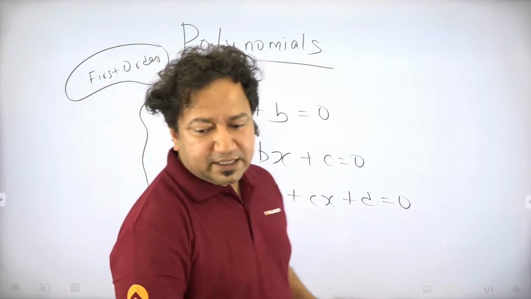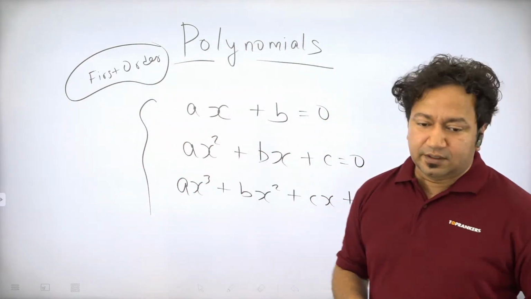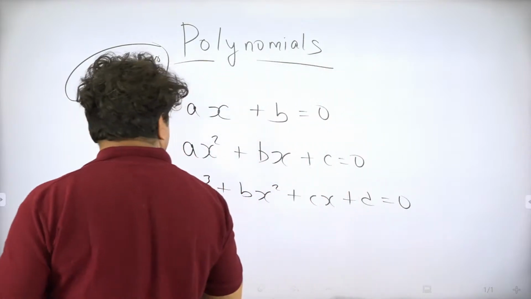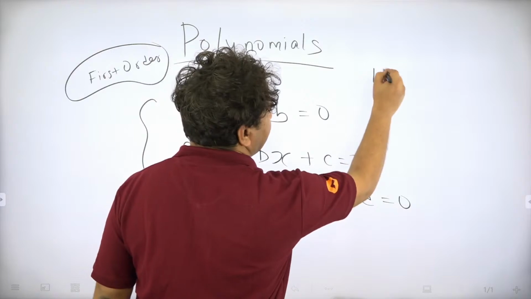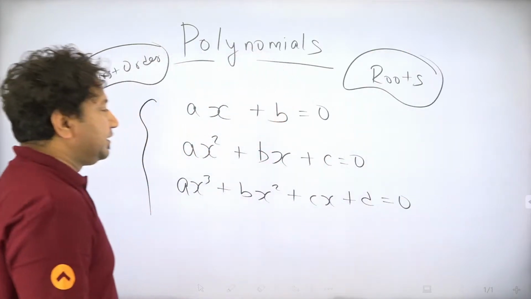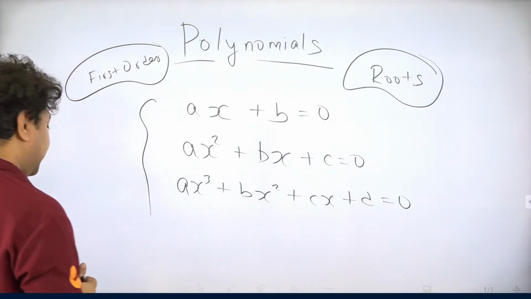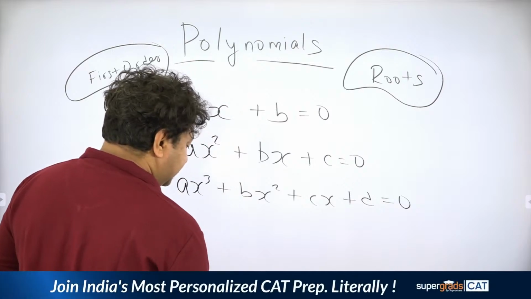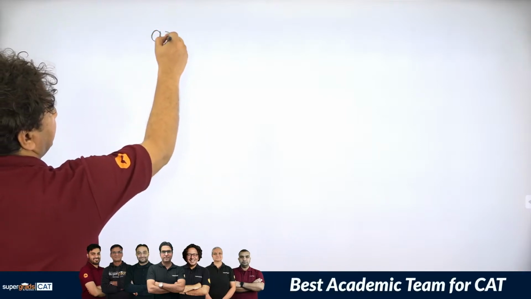Now we need to understand how these things actually behave. So the values which will satisfy this equation would be known as roots. Now, what is the relation between roots and the expressions? That is what we're going to understand. So for that, let us take the quadratic first of all.